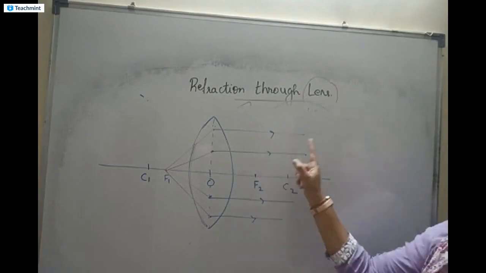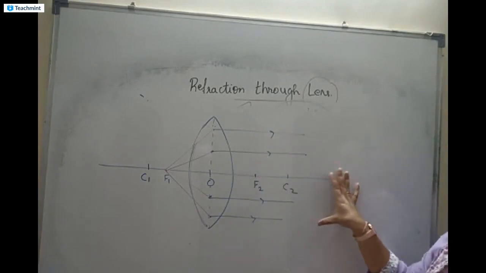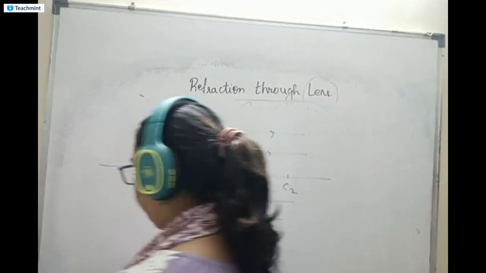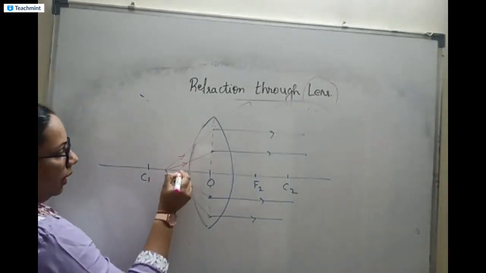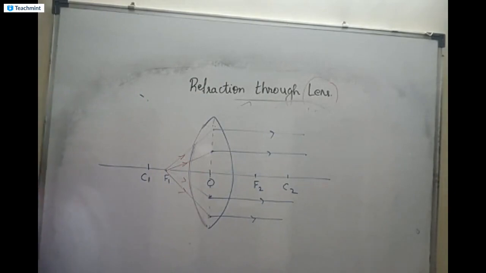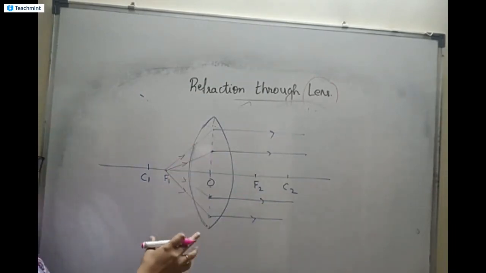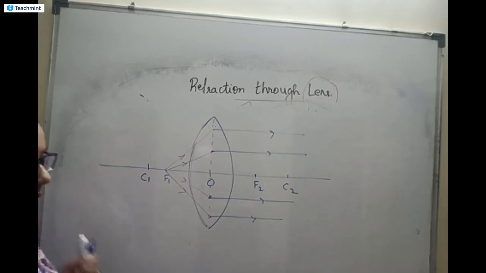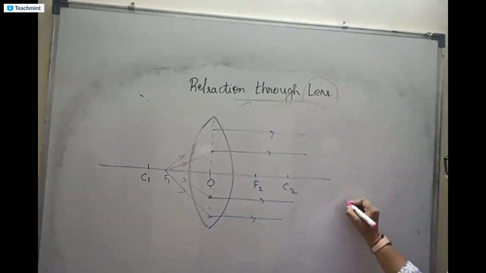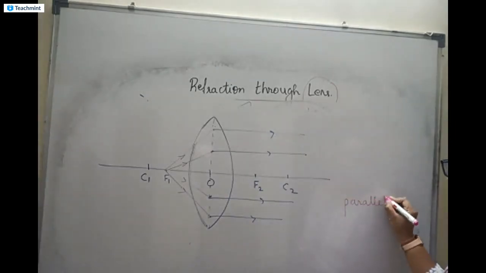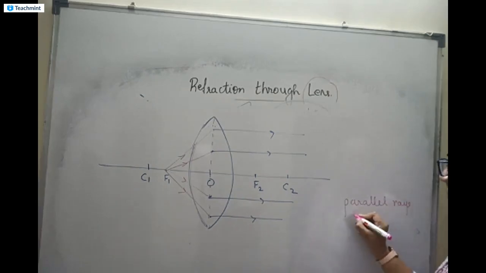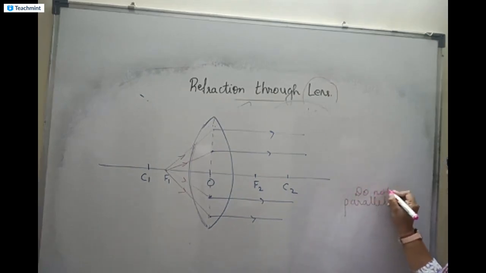Now, if the rays are traveling parallel, where will they meet? These are the rays falling on the lens, and these are the rays coming out of the lens. If rays are parallel, are they ever going to intersect each other? Do parallel rays meet each other? Yes or no? They do not. So then where is the image formed?